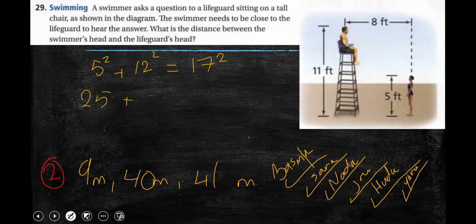12 squared. Yes, Huda. 12 squared is 144. 17 squared. Did you solve it? Yeah, I solved it. No, give me the numbers.